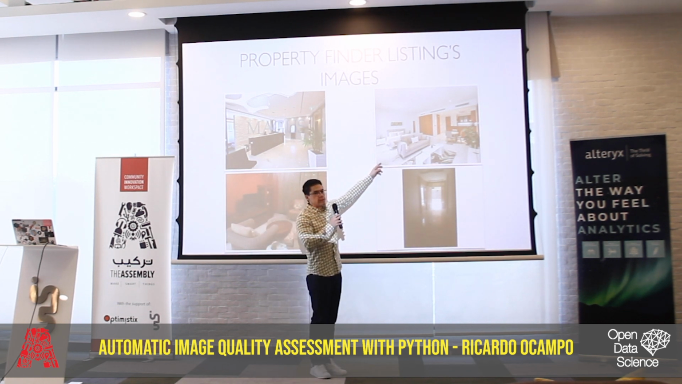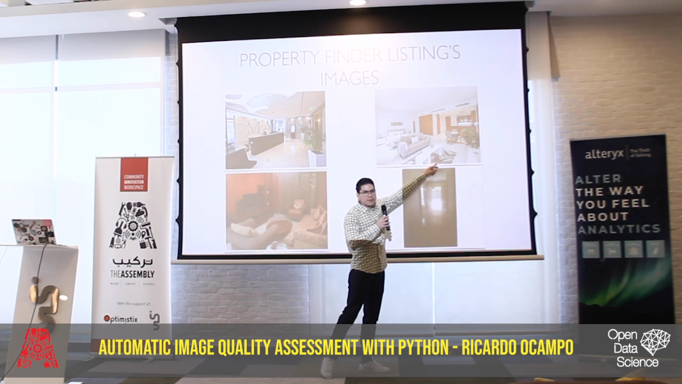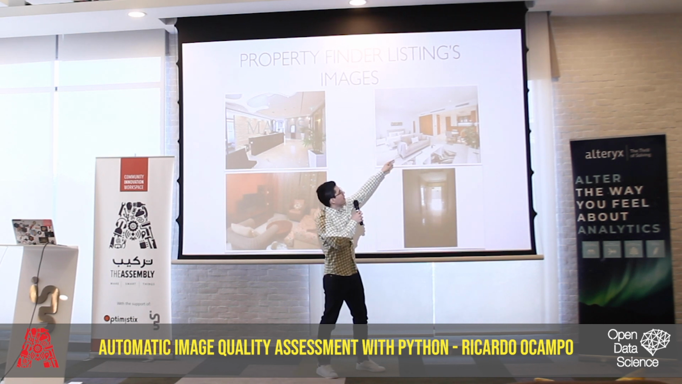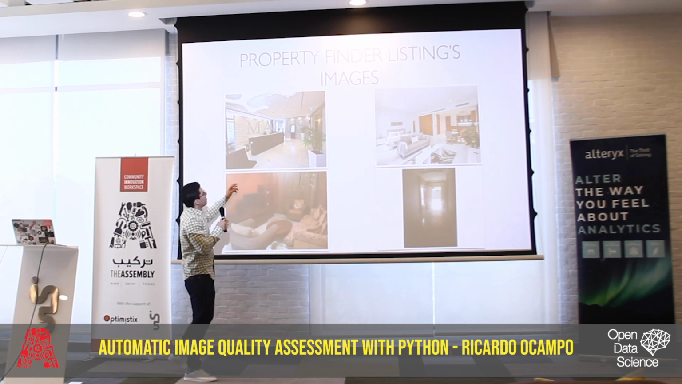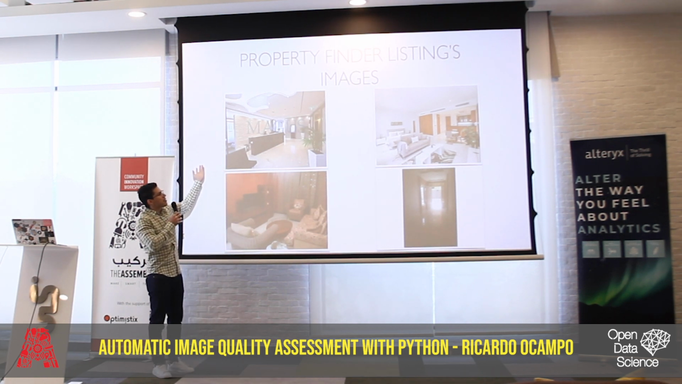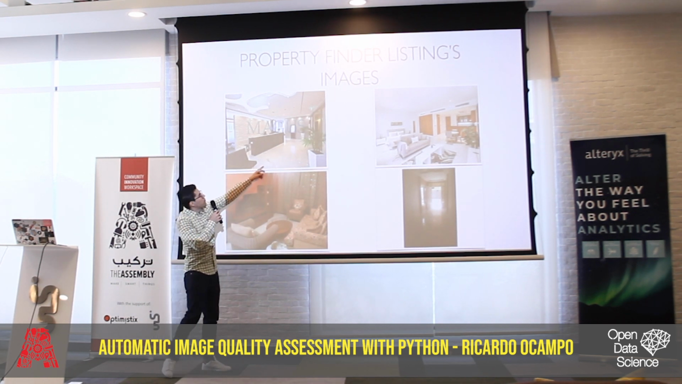This one is a good one, no? I can even see the patterns in the floor and the wood and everything. This is good. This is what we want. We have this. Okay, it's the entrance of something. I don't see the floor.